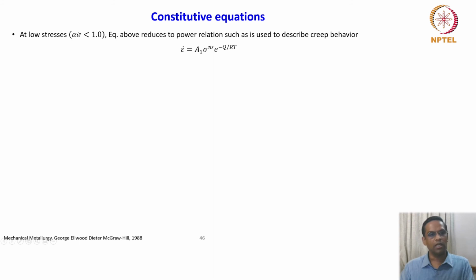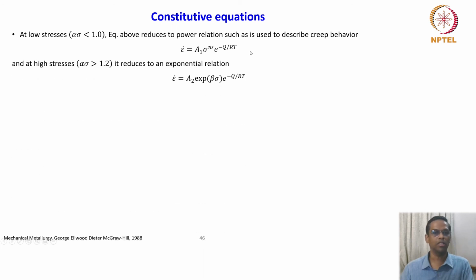At low stresses, alpha sigma is less than 1. The above equation reduces to the power relation such as is used to describe the creep behavior. So normally this kind of expression is used in the creep behavior. We will see them later, but I'm just introducing here to make sure how the temperature influence of flow behavior is addressed. So epsilon dot is equal to A1 times sigma to the power n prime into e to the power minus Q by RT.